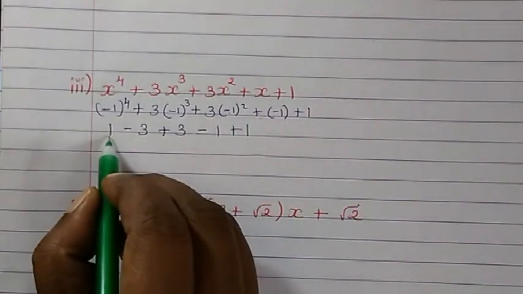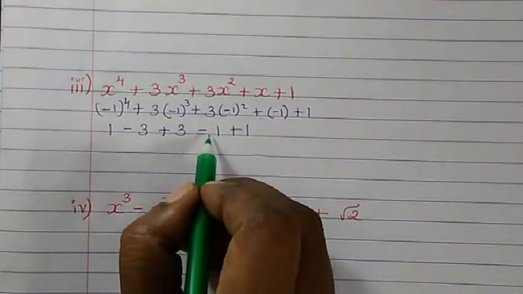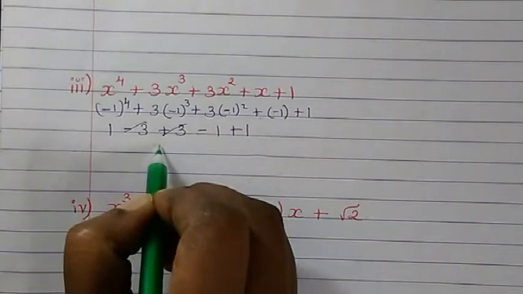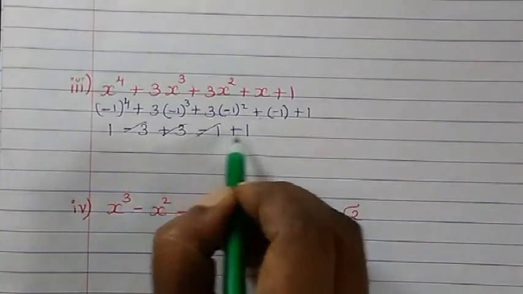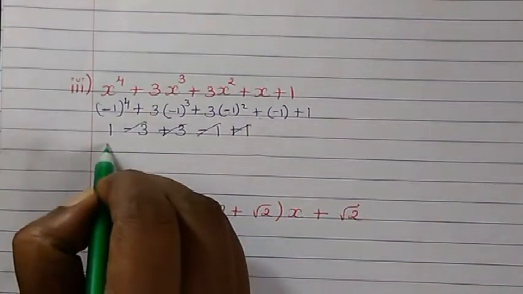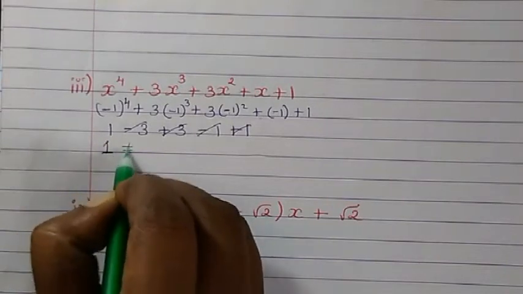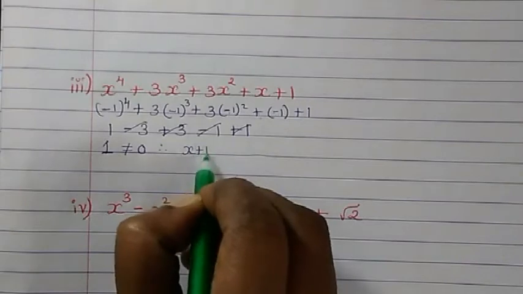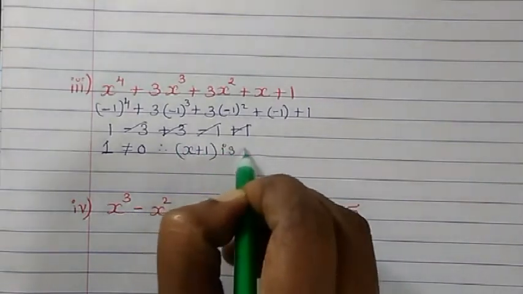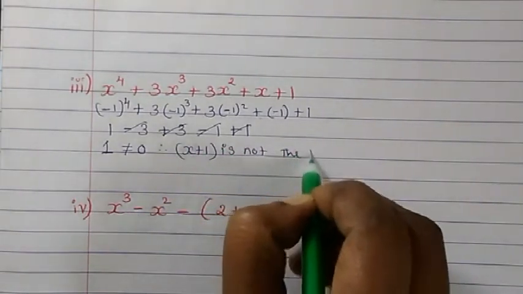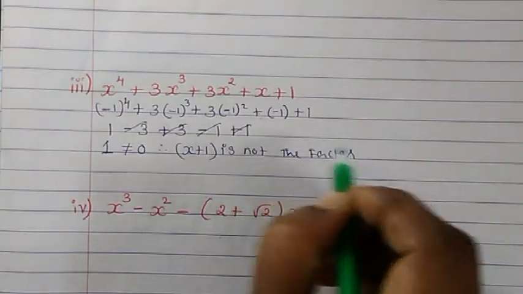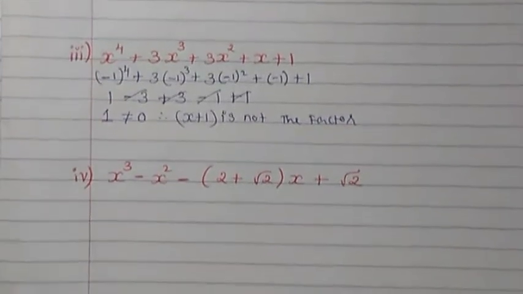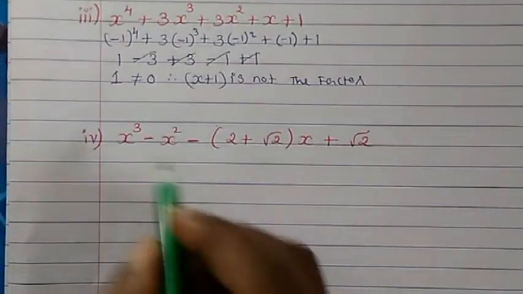So now we have 1 here, minus 1 here. Here minus 3 we have, plus 3 we have. It will get cut, so minus 1 and plus 1 will get cut. So we have 1, which is not equal to 0. Therefore x plus 1 is not a factor of this polynomial. Now let's see the fourth sum.